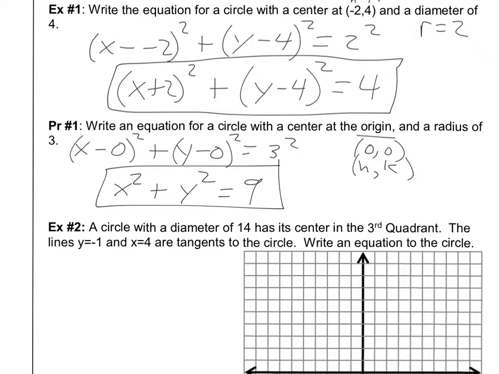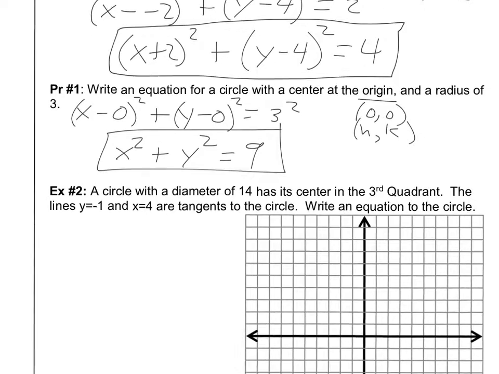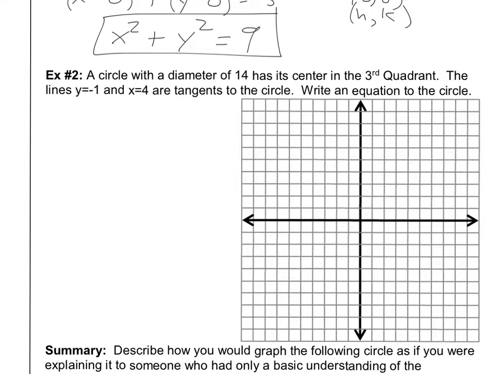Okay, so they said this time the center is at the origin, and that's (0, 0). So that means your h and your k are both 0, and the radius is 3. So x minus 0 squared plus y minus 0 squared equals 3 squared. Well, x minus 0 is just x, and y minus 0 is just y, so we actually end up with that original equation we had on the previous page, just with a different radius, because it's centered right there in the origin. Okay, let's take a look at example 2.